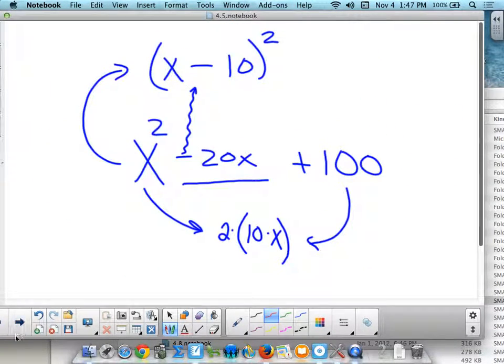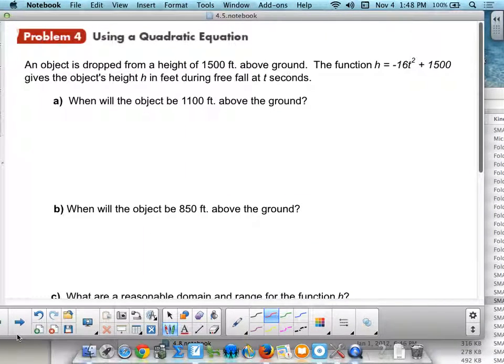Whoa, don't put your stuff away. You still got time. Okay, next page. Here we go.